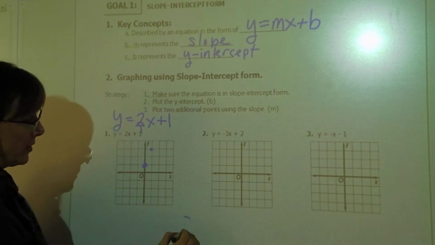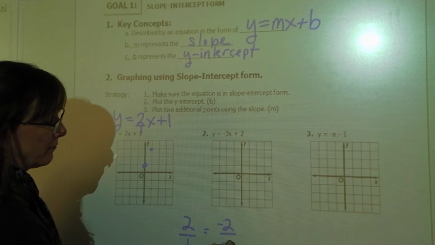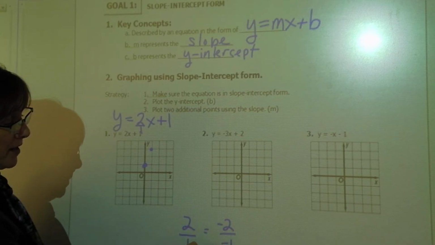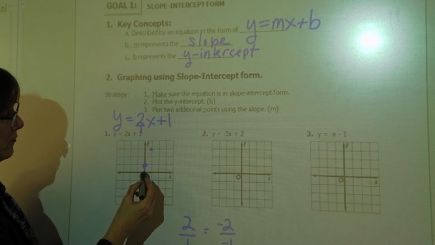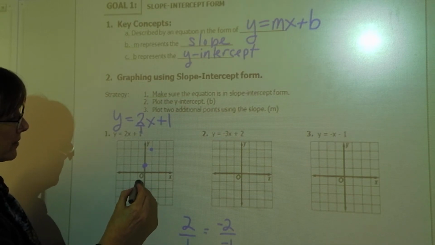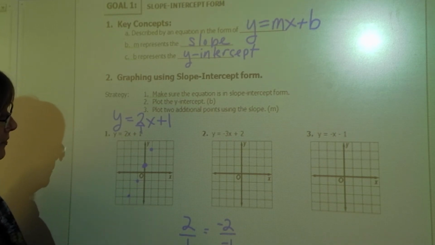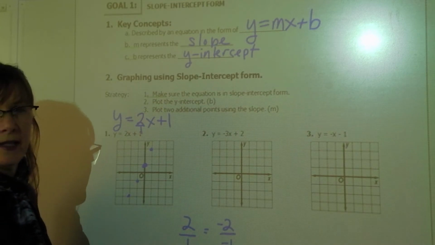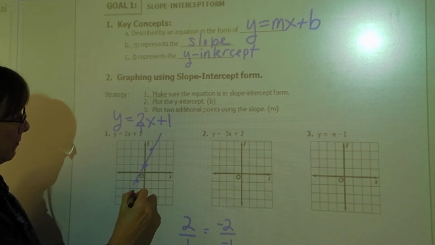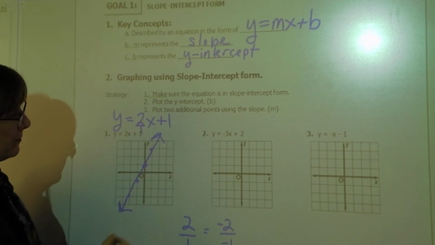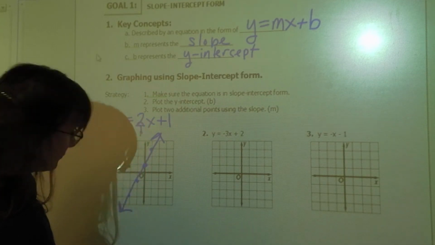Now, you all know that 2 over 1 is the same as negative 2 over negative 1, because we know that a negative divided by a negative is a positive. So you could also start at the y-intercept and move down 2 and 1 to the left. Keep going down 2, 1 to the left. Eventually, I want you to plot at least 3 points, and then you're going to connect them to form a line. Okay? So let's try that with this equation here.